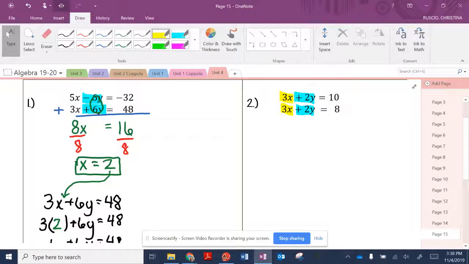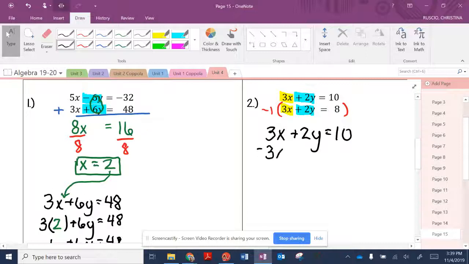Okay, but there's a problem because if I added those together, 3 plus 3 is 6, not 0. So what we're going to do is bring in a handy dandy multiplier. And guess what we're going to multiply it by? If you thought -1, you are right. So I'm just going to copy paste my first equation down, 3x plus 2y equals 10. And then if I multiply every term by -1, I get -3x minus 2y equals not +8, but -8.